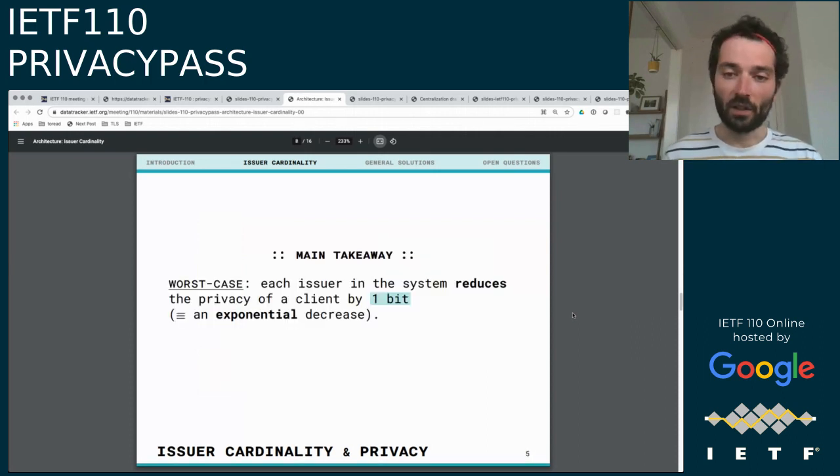So next slide. So in the worst case, each issuer in the system reduces the privacy of the client by a single bit. So this results in an exponential decrease in the privacy of a client. So next slide.